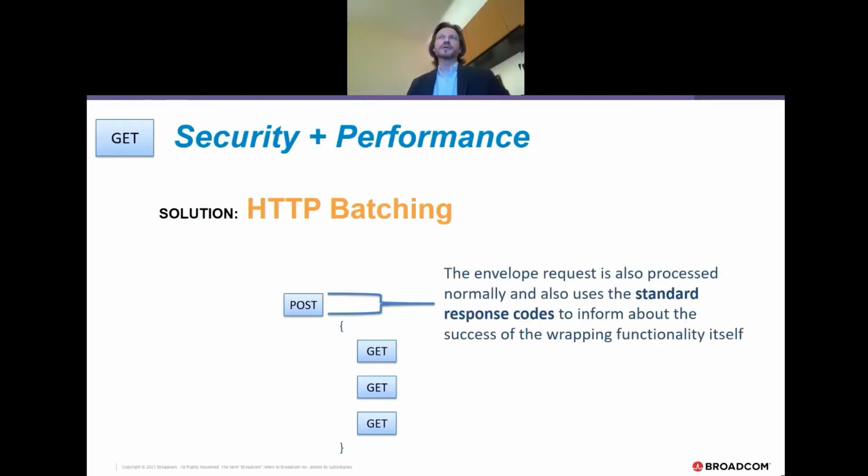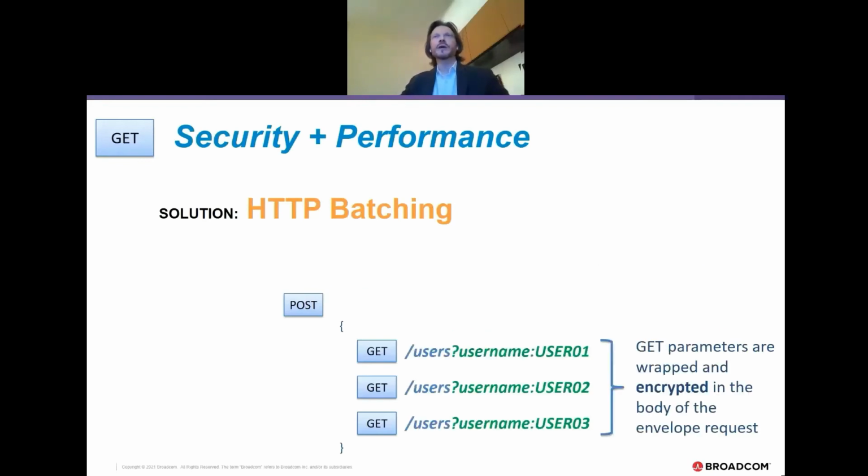The envelope request is also processed normally and also uses the standard response codes to inform about the success of the wrapping functionality itself. So again, it stays RESTful on the meta level. And for each of these GETs inside the wrapped request, things like GET parameters are made normally, just using the normal REST scheme. But here, our GET parameters are wrapped and encrypted in the body of the envelope request.